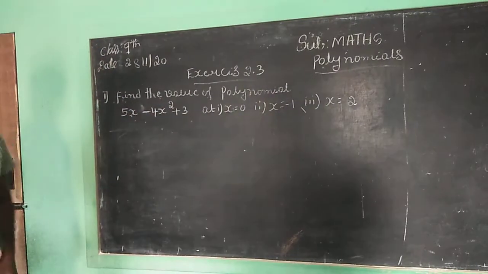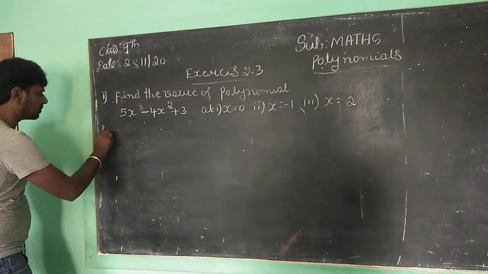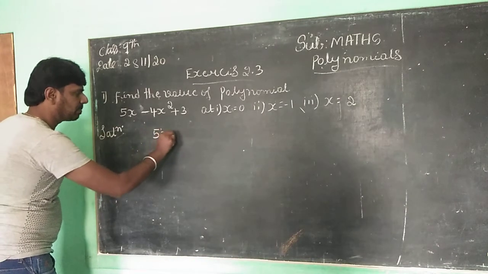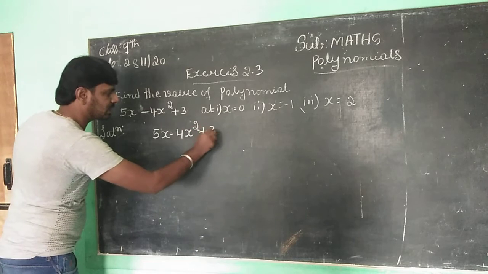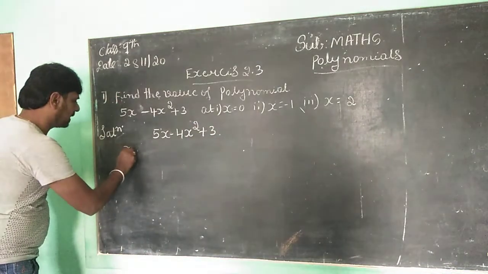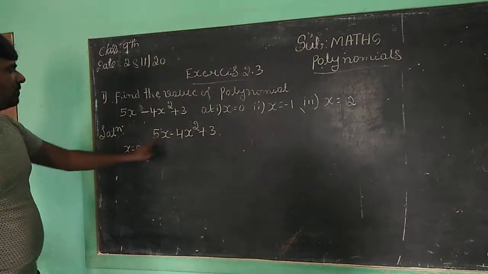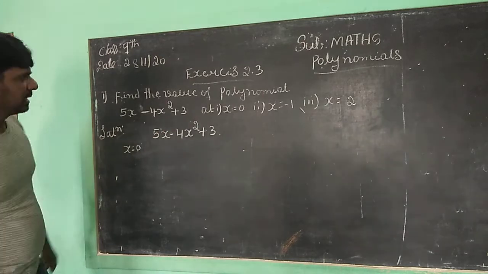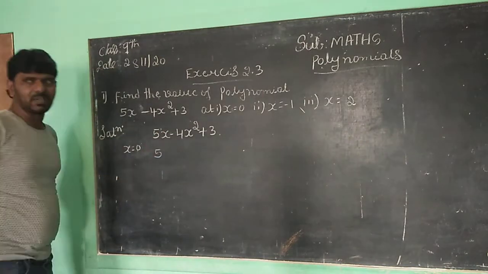So find the value of the polynomial. Correct children? Now the first one is 5x minus 4x square plus 3, that is the question. Correct children? x is equal to 0. Suppose x is equal to 0, you want to substitute the value. What is p of x? p of x is equal to 5x minus 4x square plus 3. Correct children? So substitute in place of x the value 0.